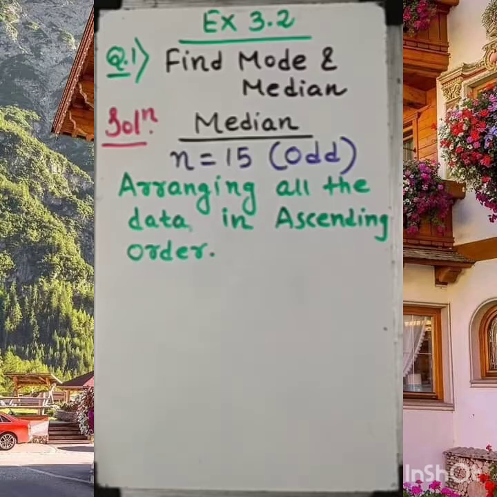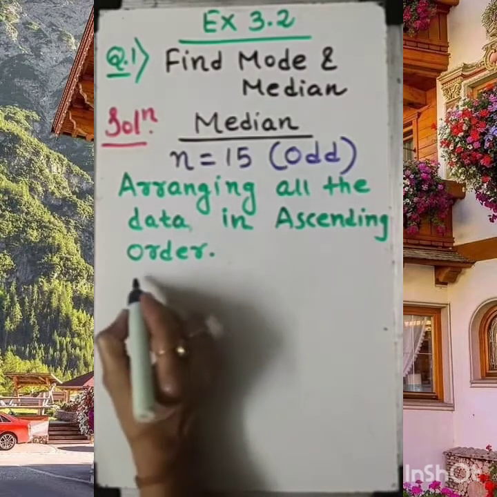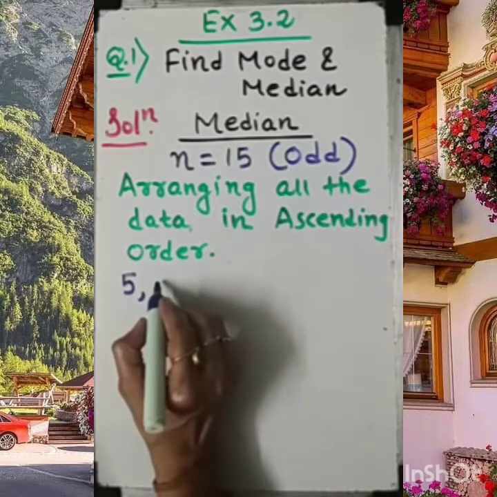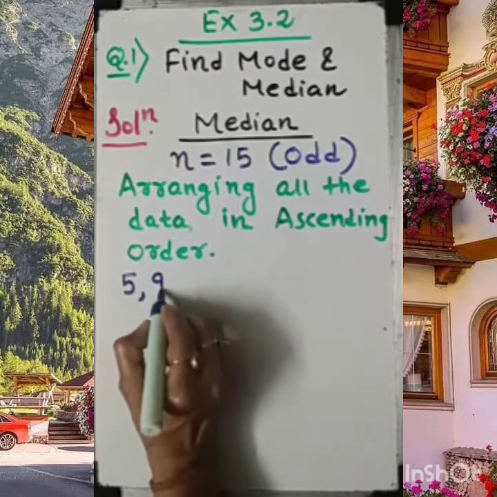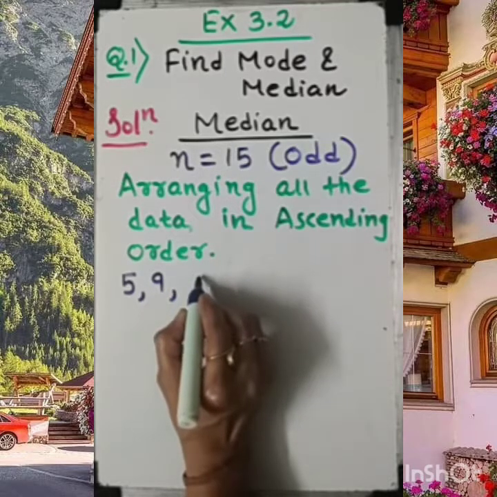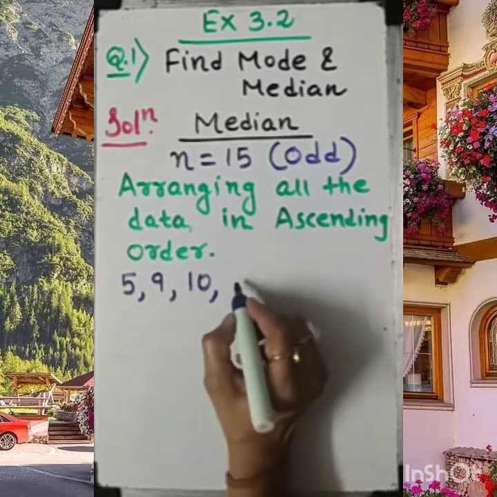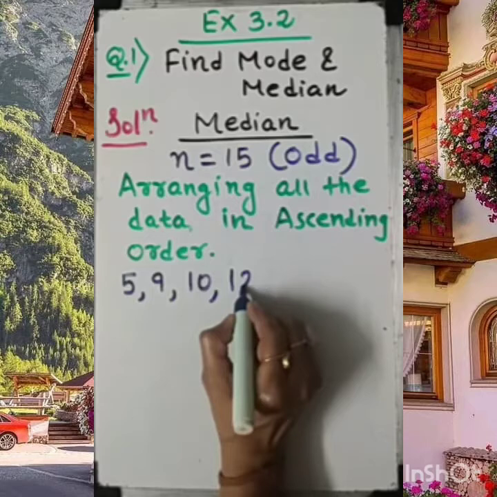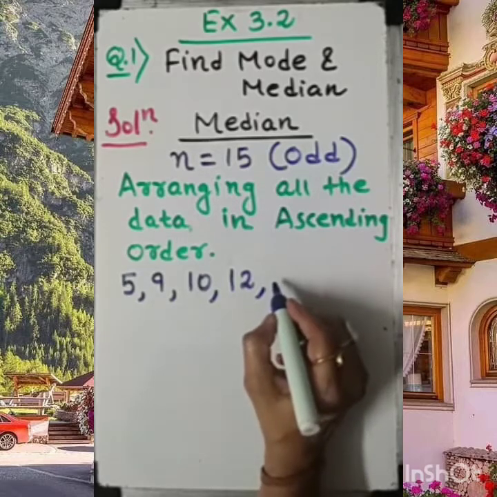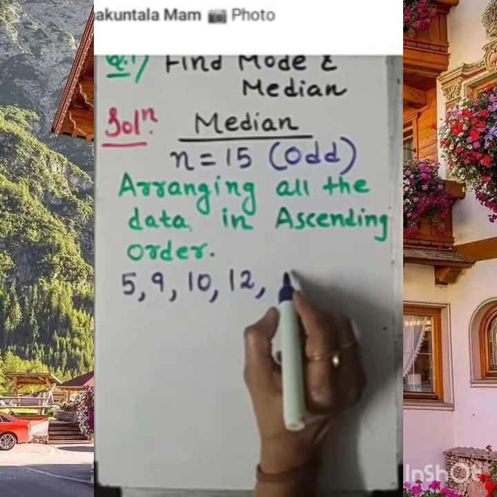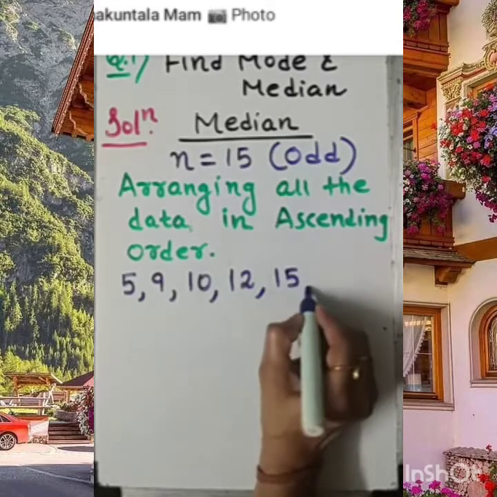According to this given information, if I arrange, the smallest one is 5. Then second, I can see in the observation it is 9. Then I can see 10 is also there. Then 12 is also there one time, so I am mentioning 12. Then no 13, no 14, but 15 is there. So let me note down 15.